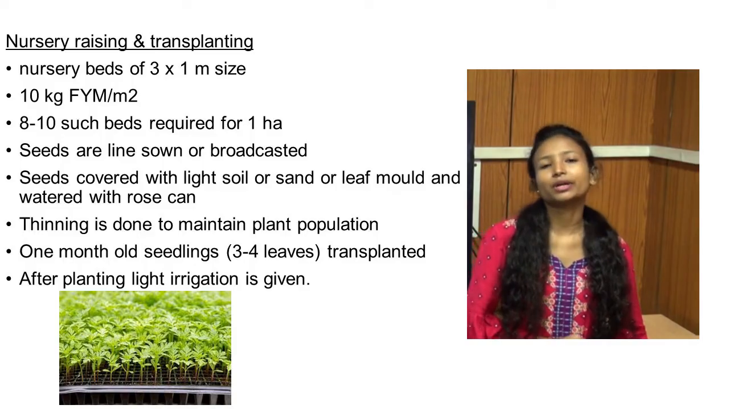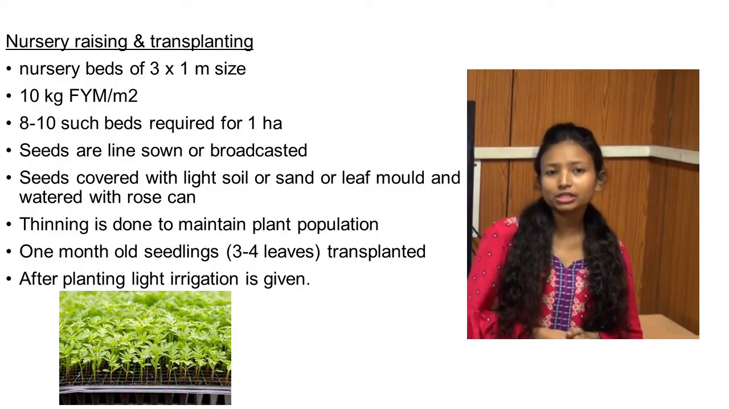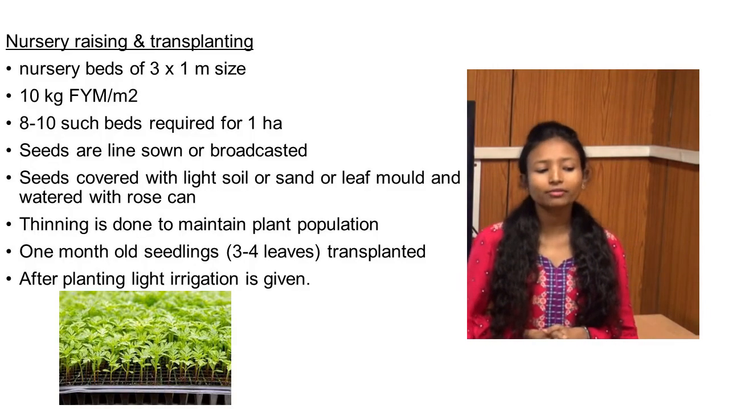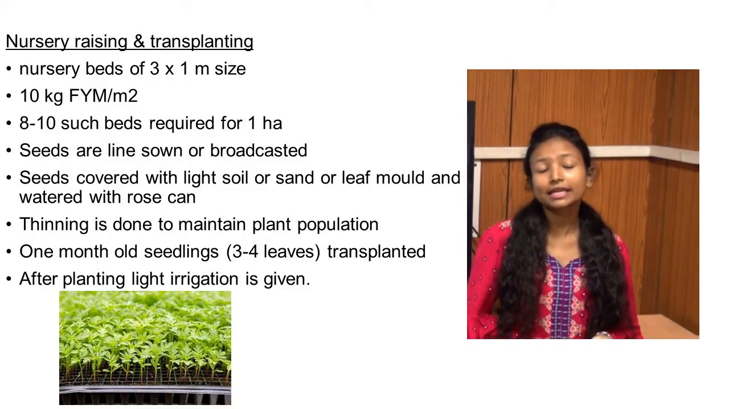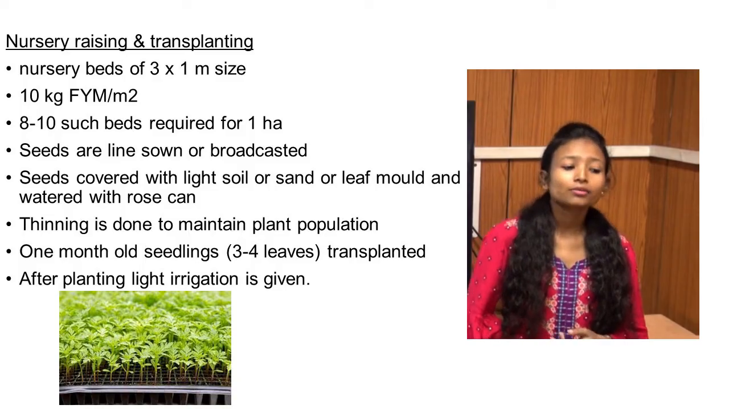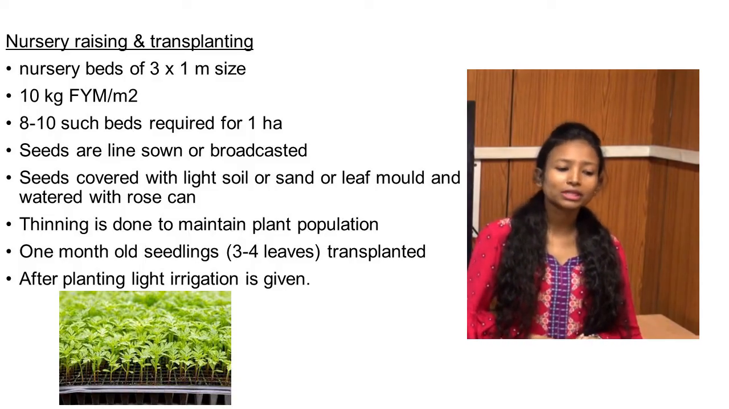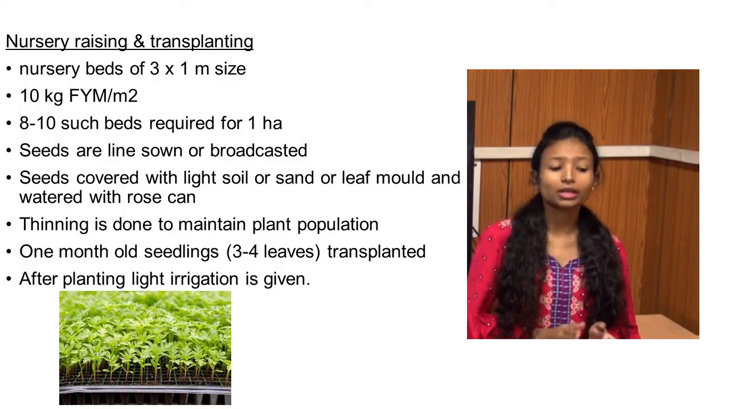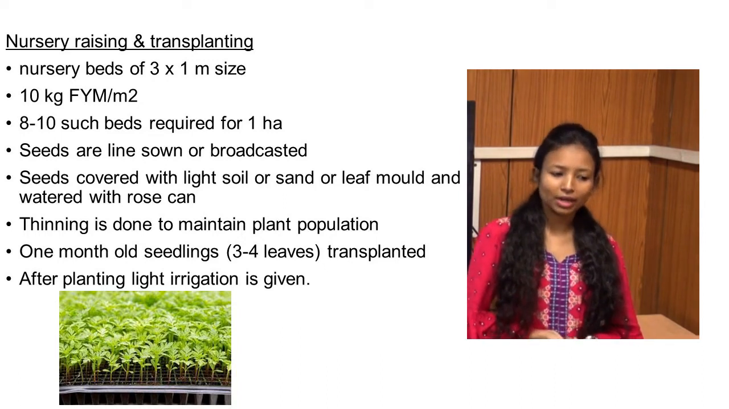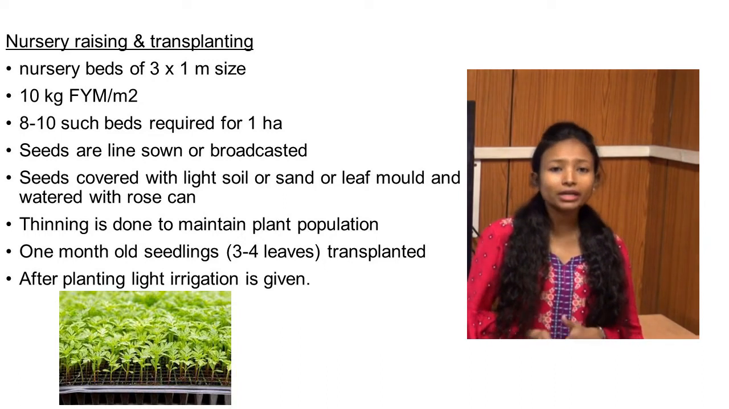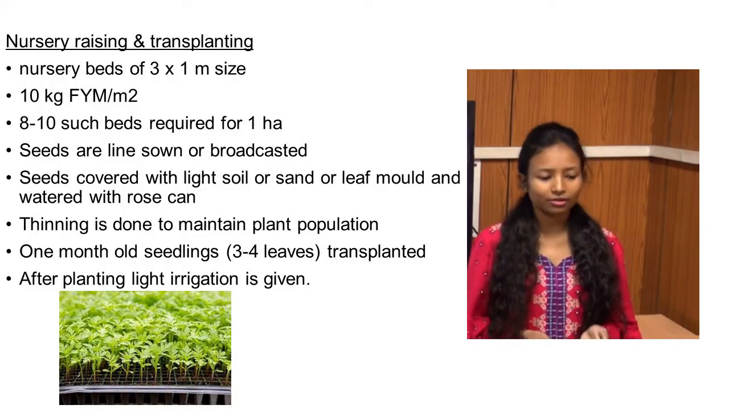Nursery raising and transplanting. Nursery raising is an important operation in marigold cultivation. Seedlings can be grown either in pots, in seed beds or even in pro trays. Nursery beds of size 3 meters in length by 1 meter in breadth are prepared, and 10 kg of FYM per square meter is applied to that, and for 1 hectare 8 to 10 beds are sufficient.